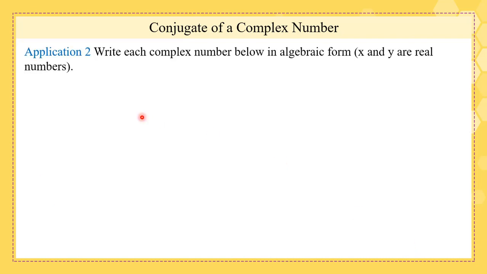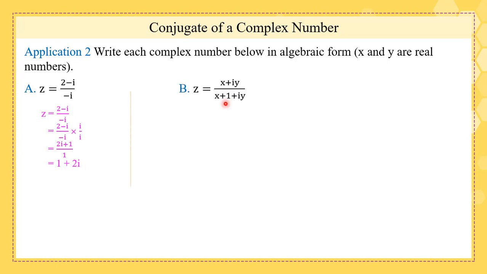Now let's see the application. You need to write each complex number below in algebraic form. Try to do this one alone. Well, if we multiply by the conjugate, by i up and down, we get this quantity, which is 1 plus 2i. This expression, try also to do it alone.